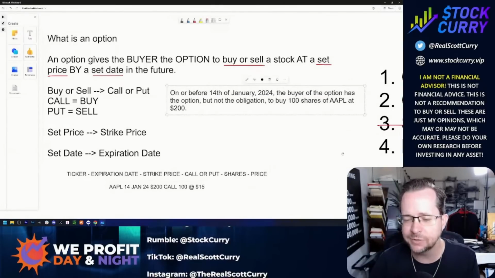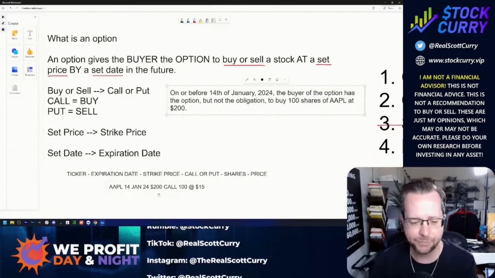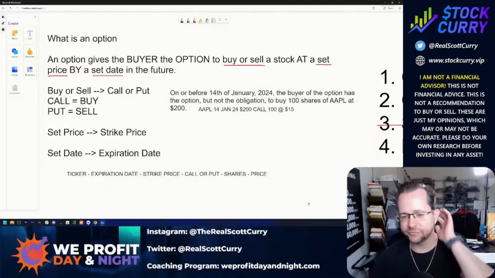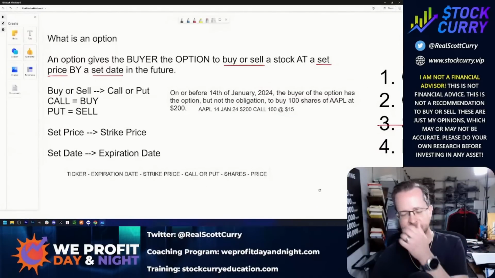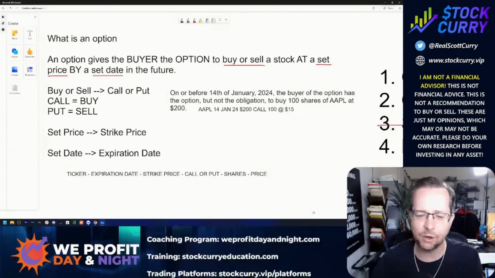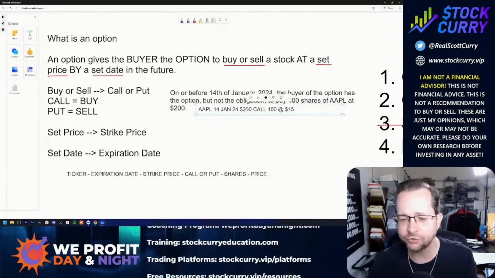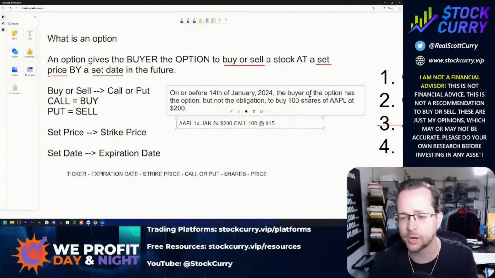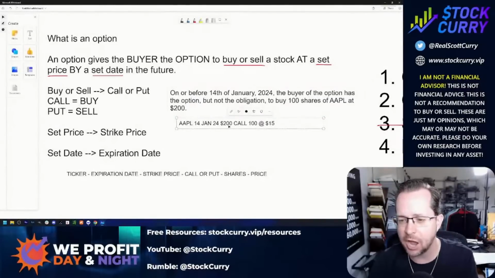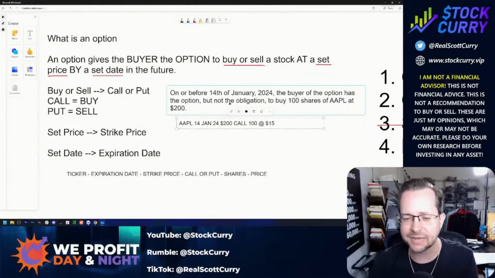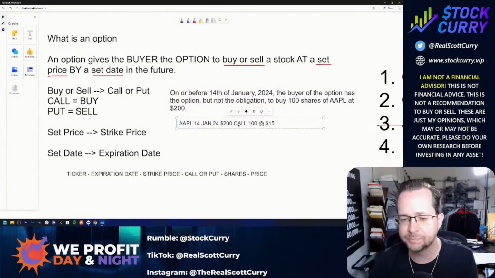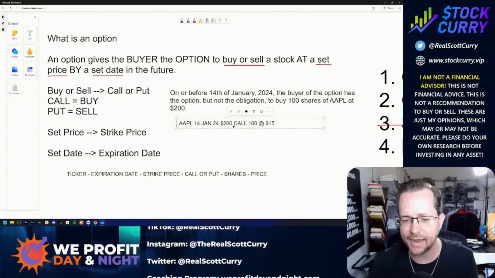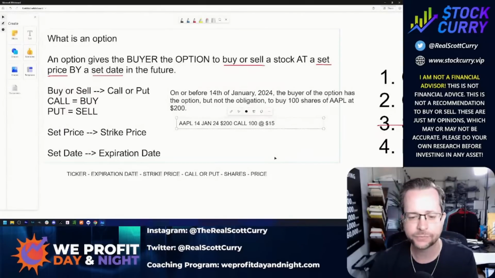So if you see AAPL 14 Jan 2024, $200 call, 100 at 15, that's what all this means. This contract means that on or before the 14th of January, 2024, the buyer of this option has the option, but not the obligation, to buy 100 shares of AAPL at $200.